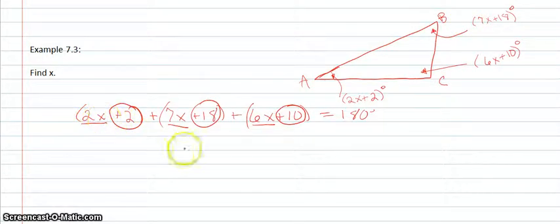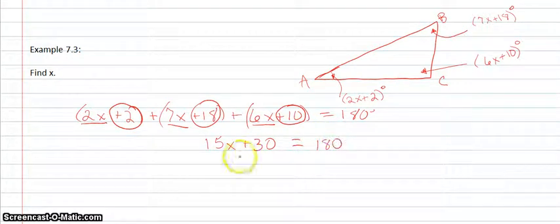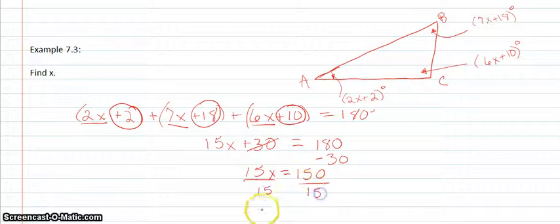So we'll have 2x plus 7x, that would be 9x, plus 6x, that would be 15x. Then 2 plus 18 would be 20, plus 10, that would be 30, so plus 30, equals 180. Then to get 15x by itself, I'll subtract 30 over here. And then 15x will equal 150. Then just divide both sides by 15. So x equals 10. And we've found x.